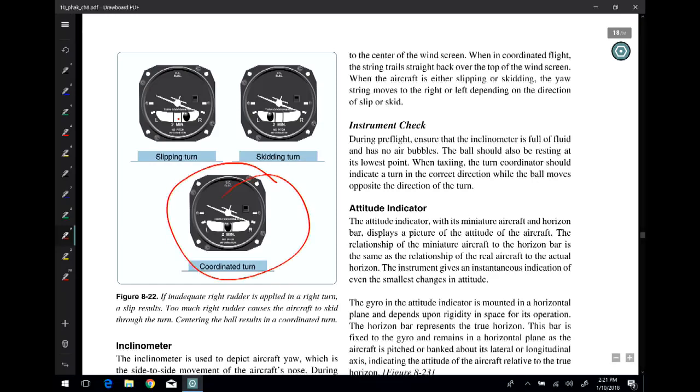So, in this case, if you look at the bottom illustration here, this is showing a coordinated turn. That means that you're turning to the right because you're banked to the right and the ball is in the center. That is a coordinated turn. The big reasons that we want to make coordinated turns: an uncoordinated turn can lead to a stall at a higher airspeed, and that can be a big surprise, especially if you're close to the ground. So we don't want to do that.